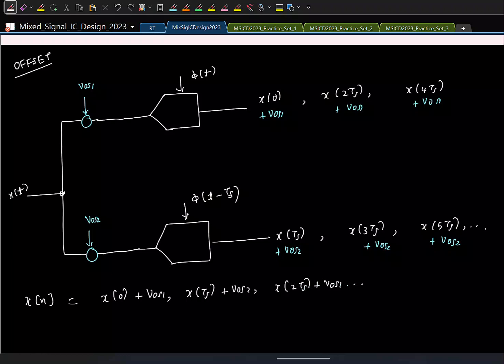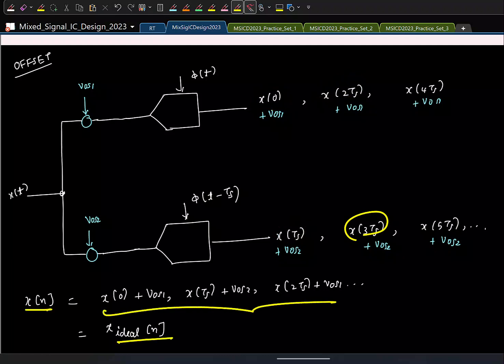To analyze this, the simple thing is to try to express the sample we get in terms of the ideal data that we expect. The ideal data is just x of 0, x of ts, x of 2ts, 3ts and so on. The actual data we get is x of 0 plus VOS1, x of ts plus VOS2 and so on. So what is the simplest way in which I can model this?